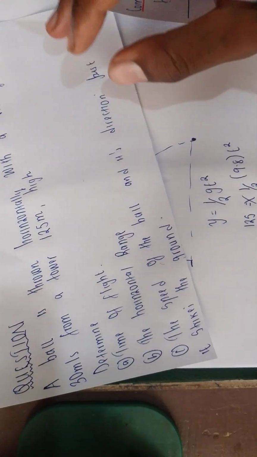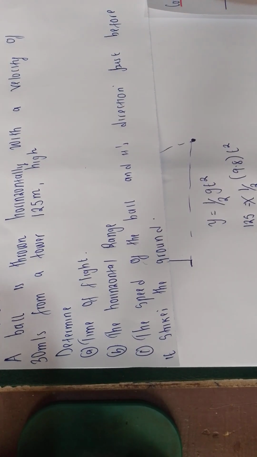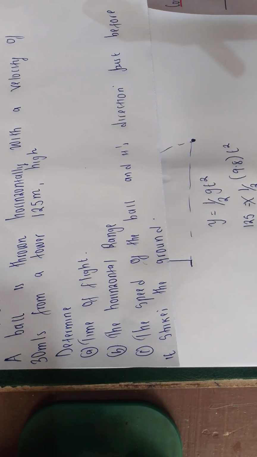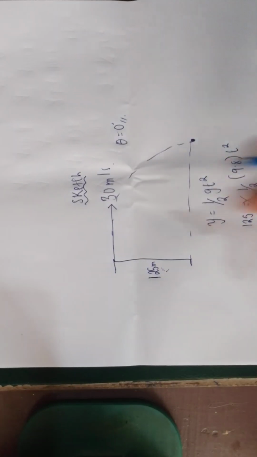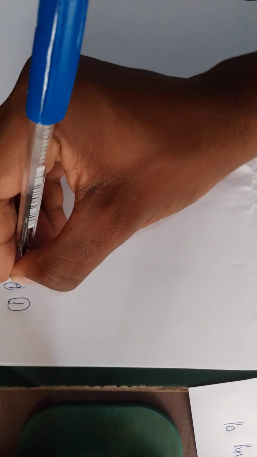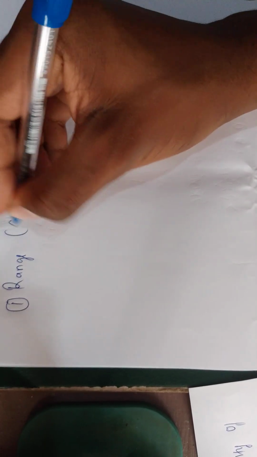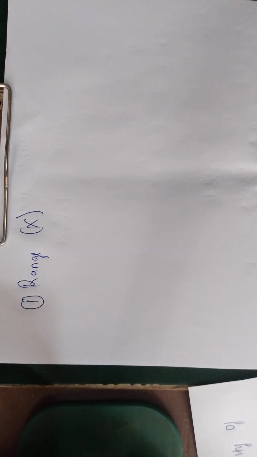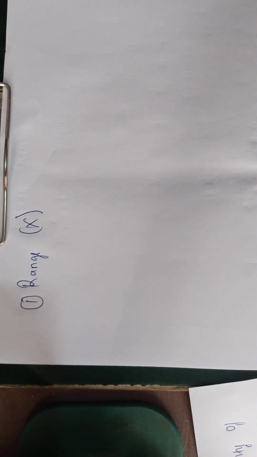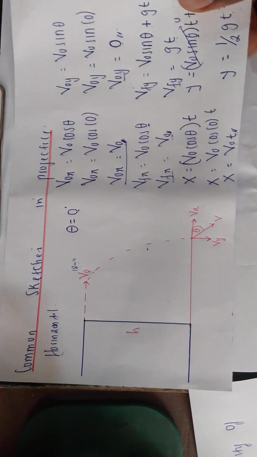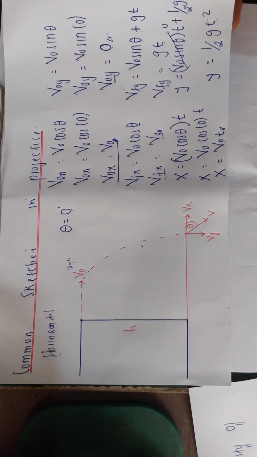And then the other question is they wanted you to determine the horizontal range. So the horizontal range is just simply the distance that has been traveled in the x axis. So how do you determine the horizontal range? So we said range is the distance that has been traveled in the x axis. Again, you just go back to your sketch. How do you find the distance in the x?